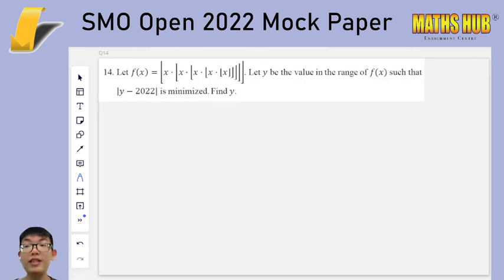Question 14. In the earlier video, I mentioned that question 9 was the first of the tedious questions, which I don't really like that much, but do appear in the SMO. This is the second one that I have put into this paper.